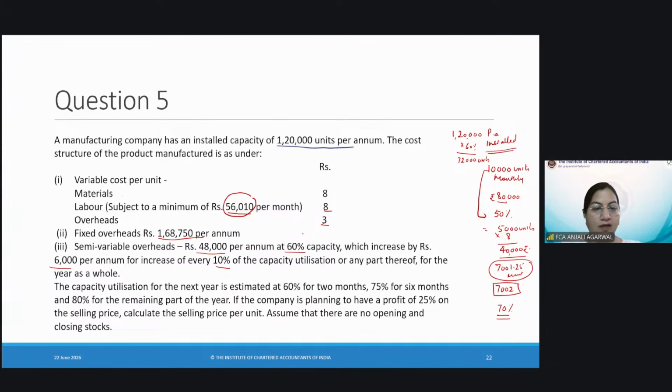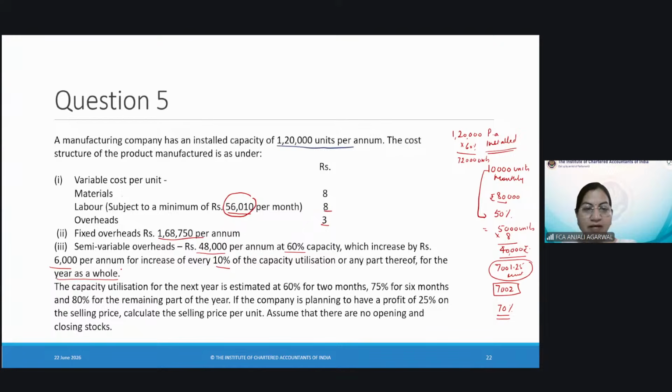However, this increase will be there for every 10%, and it will be for the year as a whole. That means once you increase your capacity to 70%, you will charge the semi-variable overheads at 54,000 per annum. If you increase the capacity to 72%, another 10% increase, anything beyond 70%, so another increase, or 80%, then it will be 54 plus 6, 60,000 for the whole year.